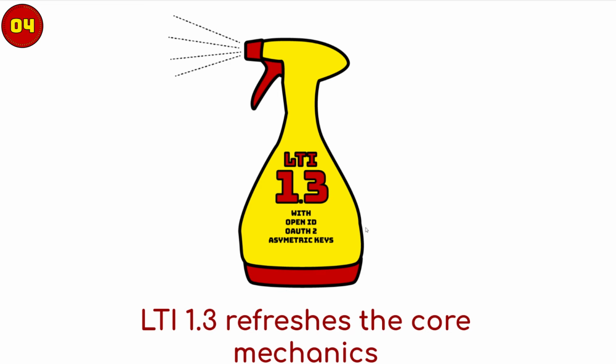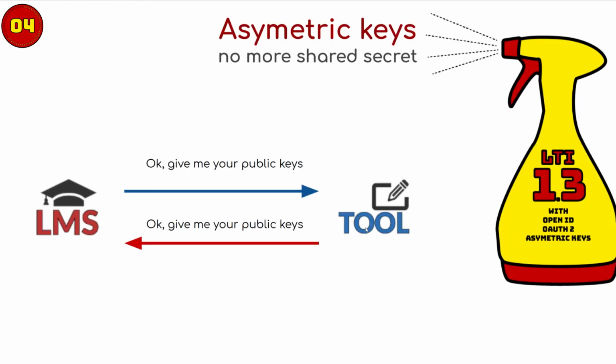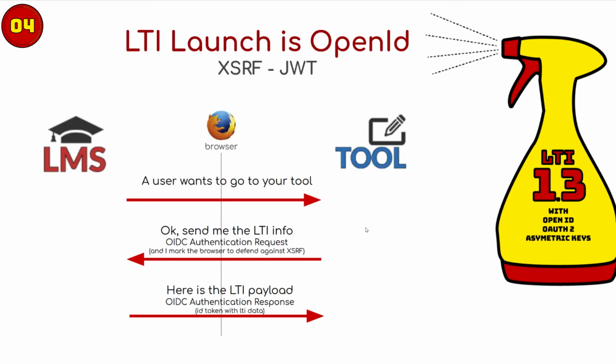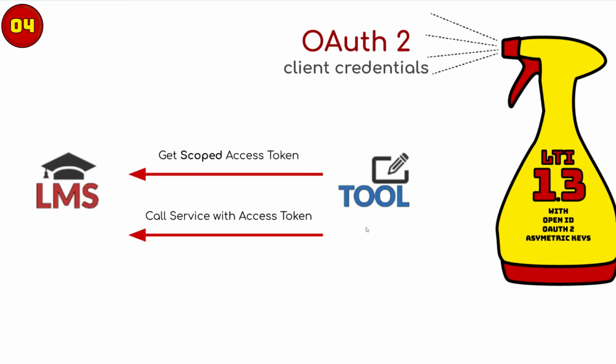So what's in LTI 1.3? In LTI 1.3, the first thing is that there is no more shared secret. A tool exposes only its public keys, and a platform or an LMS only exposes their public keys. So there is no secret being exchanged between the two parties. Also, the LTI launch mechanics is now based on the OpenID flow. Finally, the service calls are also based on OAuth 2 now. So you need an access token to call an LTI service.